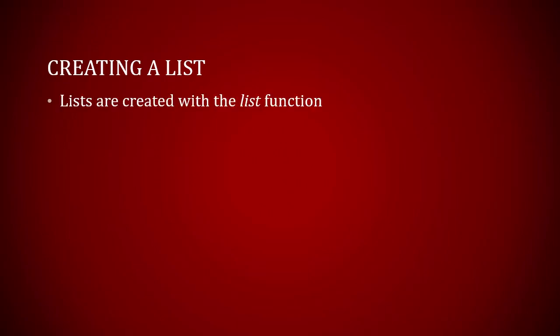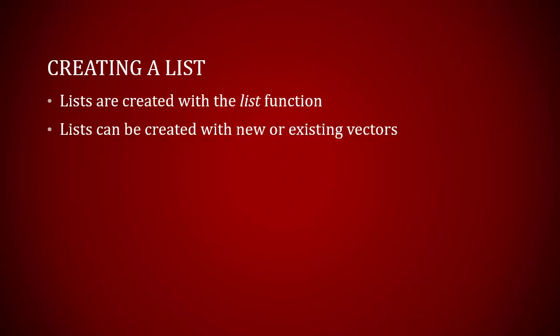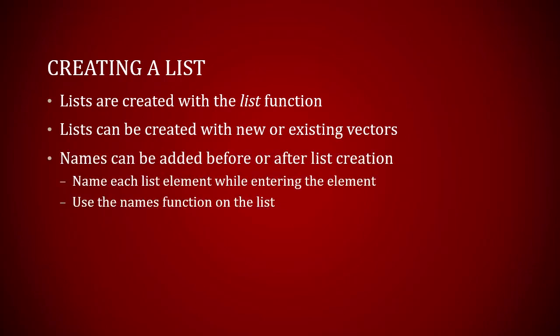So for creating a list, you can use the list function. Lists can be created with new or existing vectors. And names can be added either before or after list creation. You can name each list element while entering the element, or you can use the names function on a list that already exists.